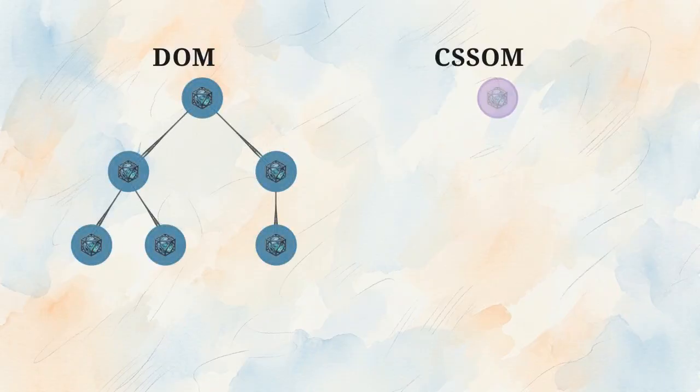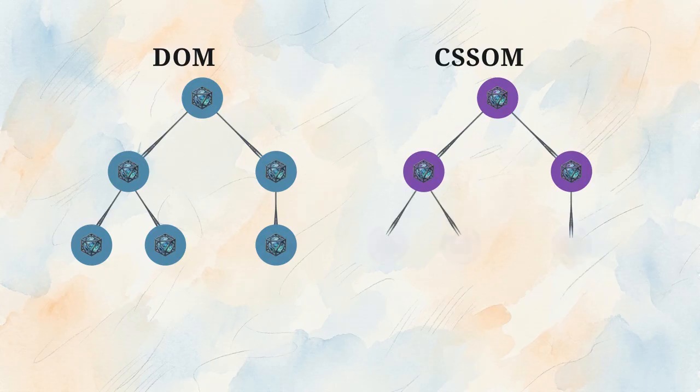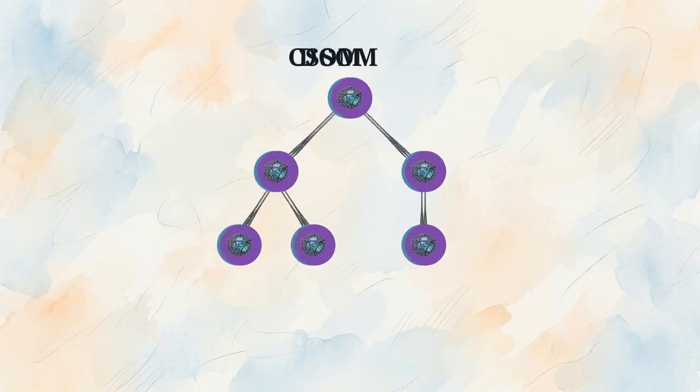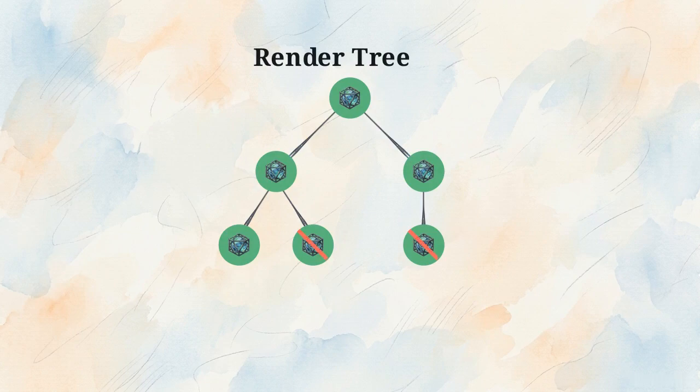Simultaneously, the browser parses incoming style sheets to construct a parallel structure known as the CSS object model. These two structures then merge to form the render tree. During this step, the engine optimizes for memory by stripping out any nodes with a display none property. If it isn't going to be visible, it doesn't make it into the render tree.